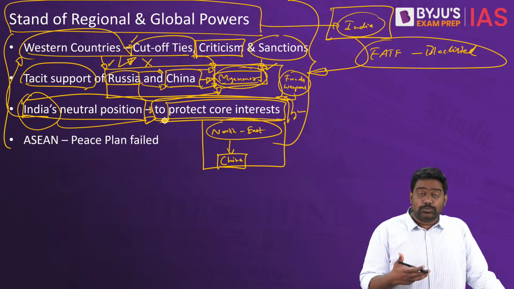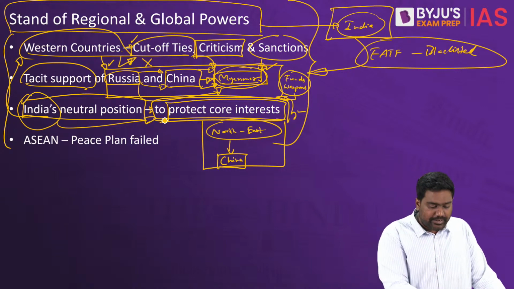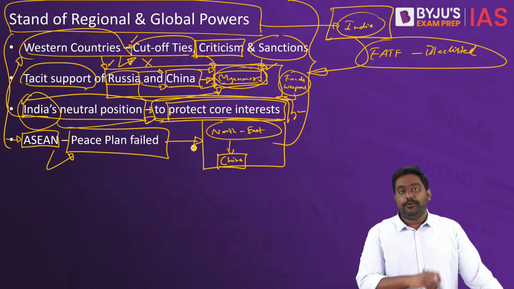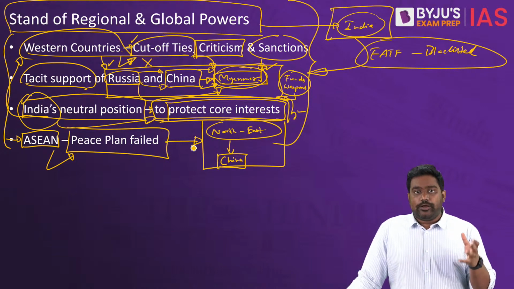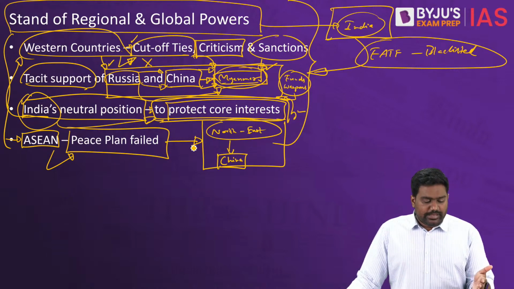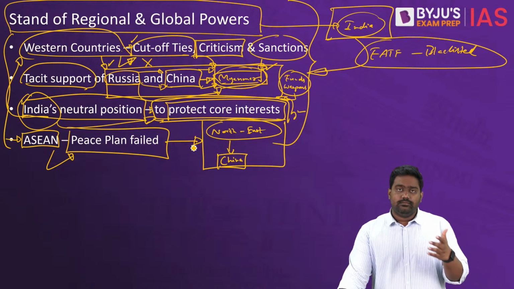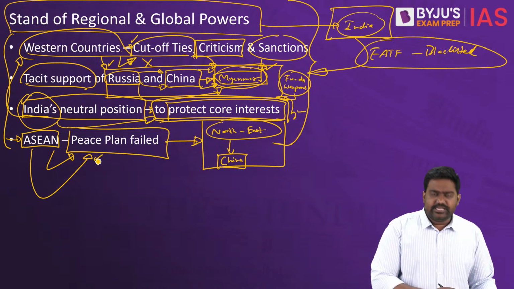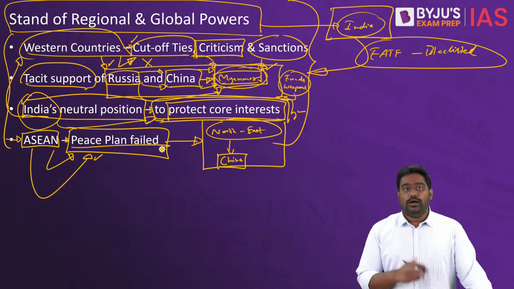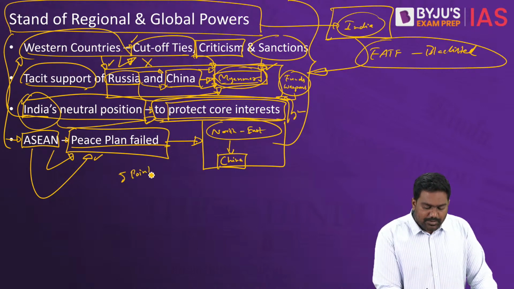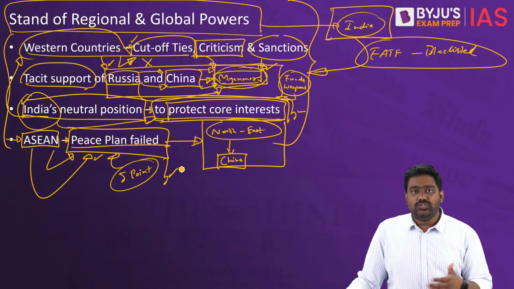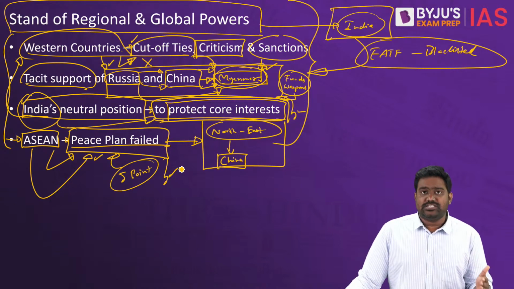But the editorial says this position is not viable considering what's happening. Even the ASEAN group of countries have failed to work out a peace arrangement. ASEAN is a regional grouping of Southeast Asian countries, right? Myanmar is a part of it. So all major democracies in Southeast Asia, like Indonesia, Singapore and others, collectively through the ASEAN group, had proposed a peace plan. A 5-point peace plan had been proposed. But the peace plan has failed, it has not worked. Myanmar's military has not respected the peace plan that was suggested by ASEAN.